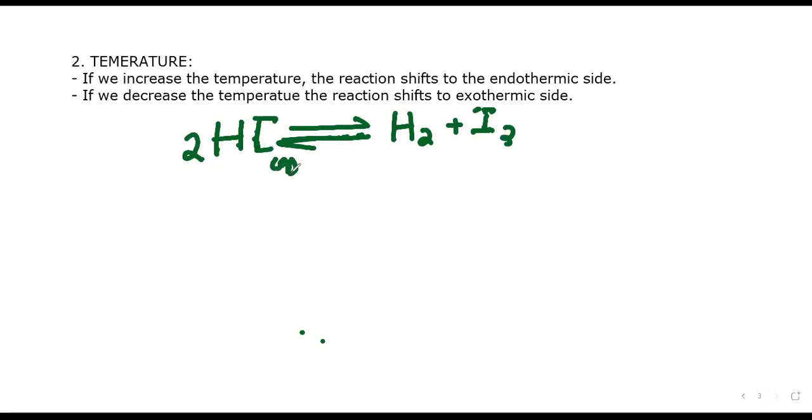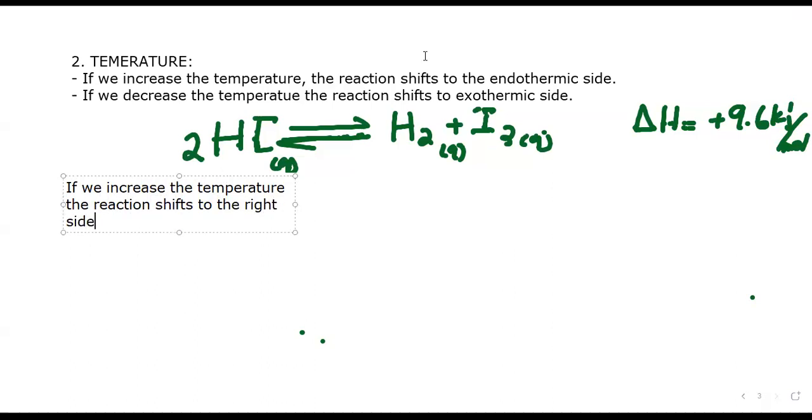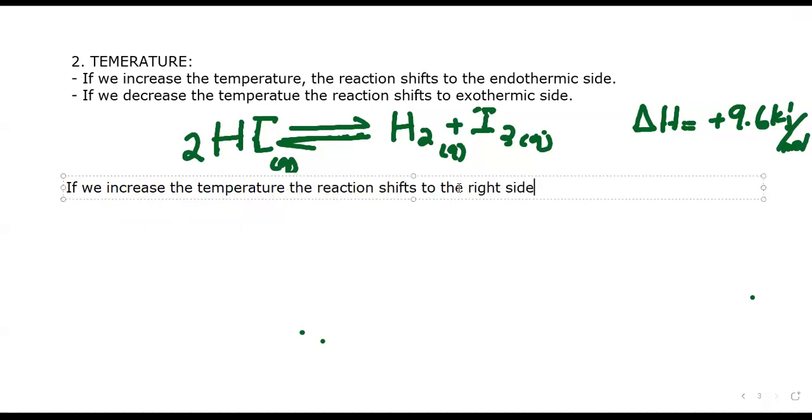And of course, it has to be gaseous state. So let's say that our delta H over here is going to be what? It's plus 9.6 kilojoules per mole. Now, what is going to happen? If we increase the temperature, the reaction shifts to the right side. Why does it shift to the right side? Because the right side is the endothermic side.